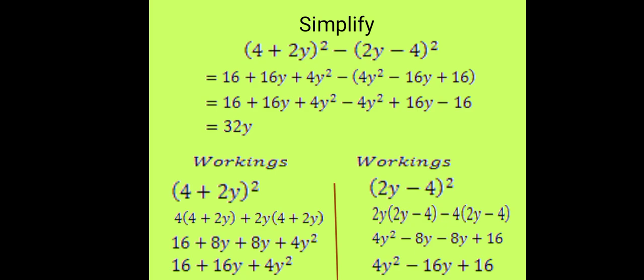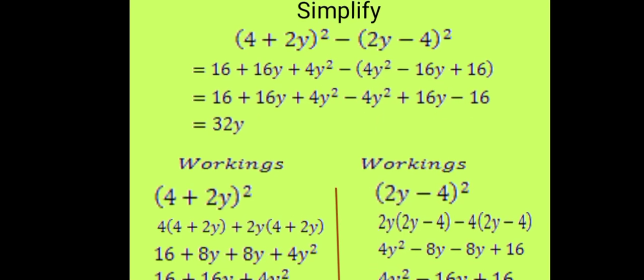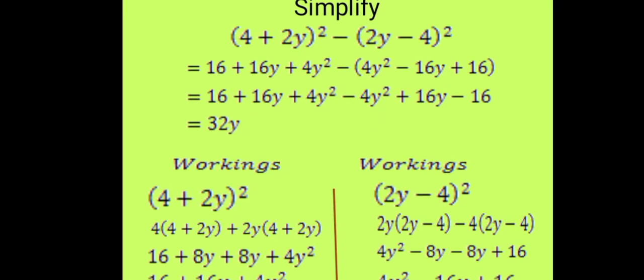Simplify. We expand the equation. Look at my workings, how we expanded. So expand the first part and I also expand the second part, and then collect the like terms, add or separate them as necessary. The answer we remain with is 32y.